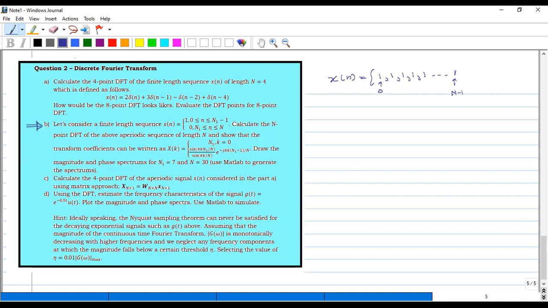Then n is between N1 and N, you will have 0. So after that you will have 0. So this will be N, this will be N1. So you will have some 0s up to N, so the last point will be N.